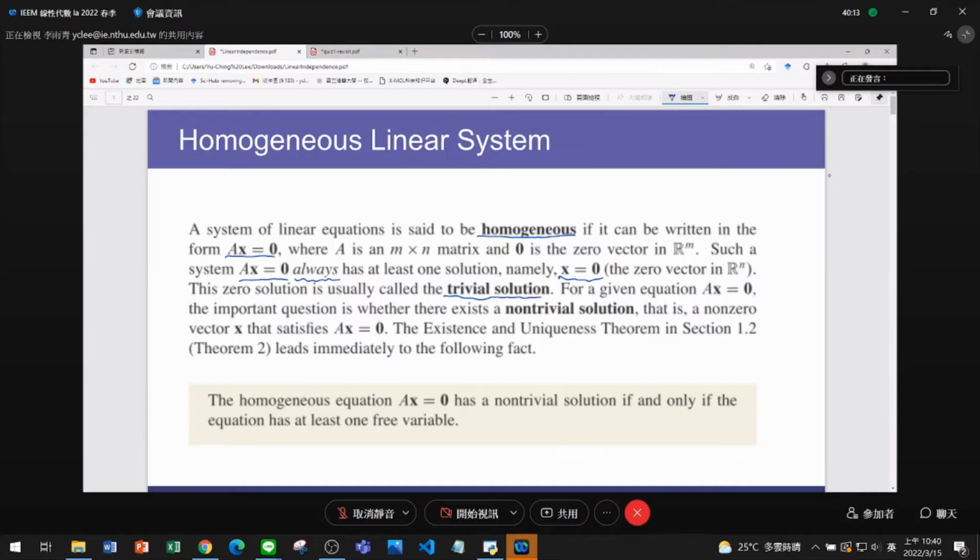And it can also be said in the following way: the homogeneous equation Ax equals 0 has a non-trivial solution if and only if the equation has at least one free variable. Okay, we are going to see the following examples and then return to these statements, and you will see what the meaning of this one is.